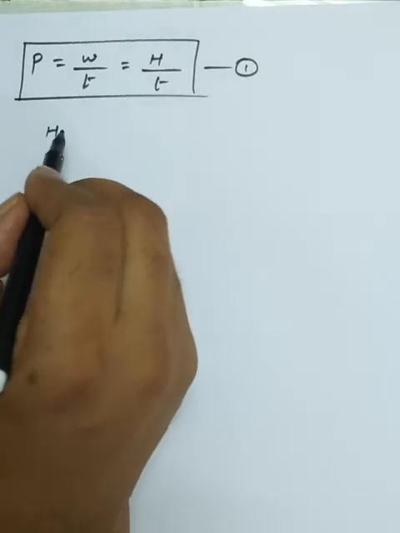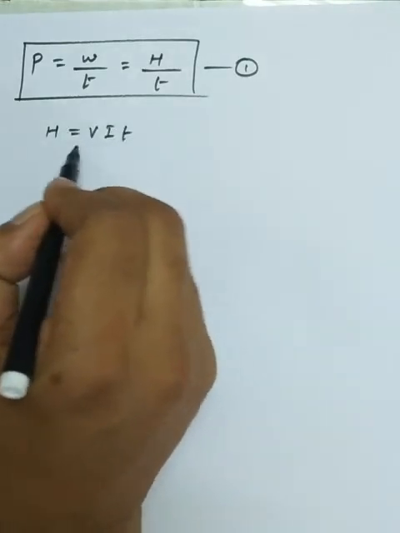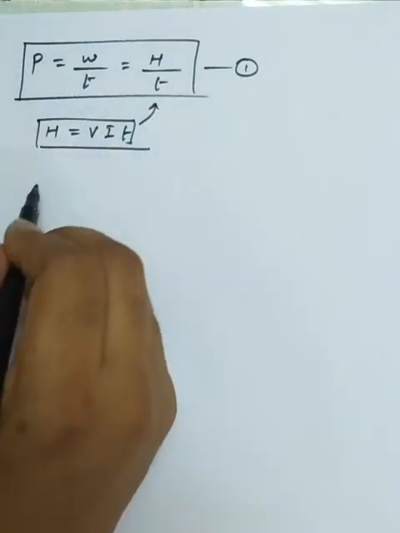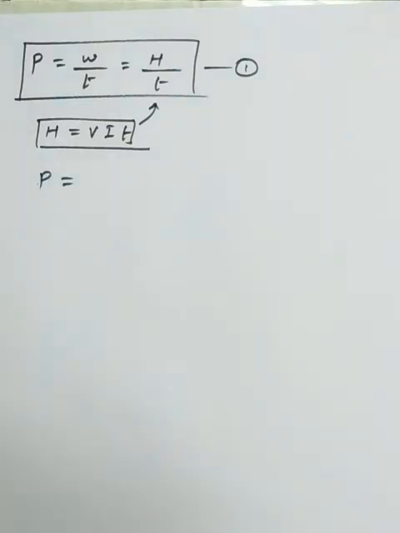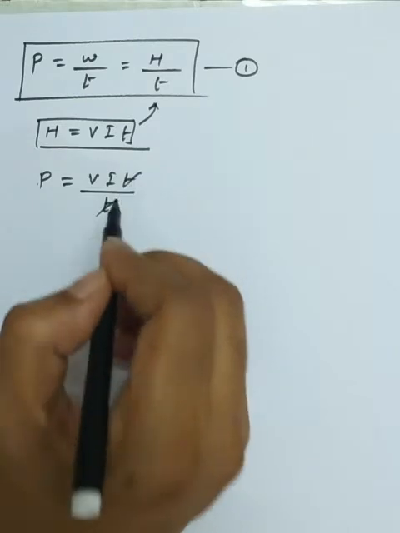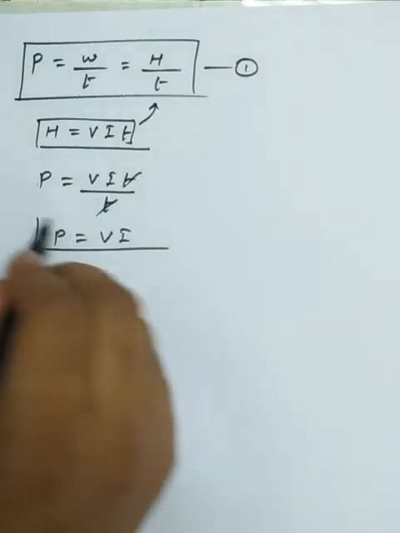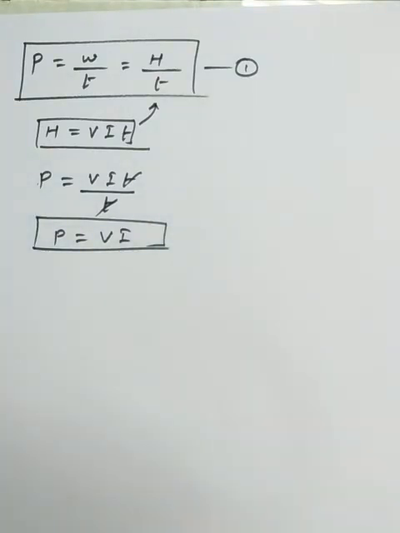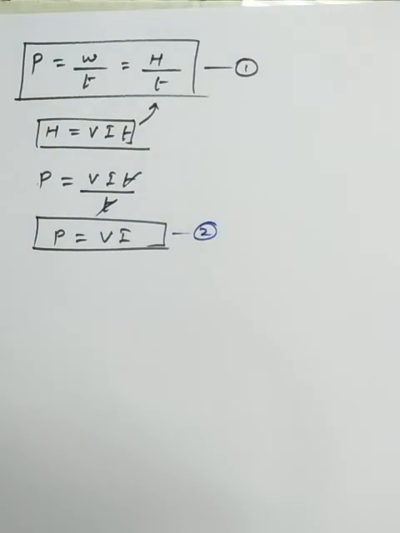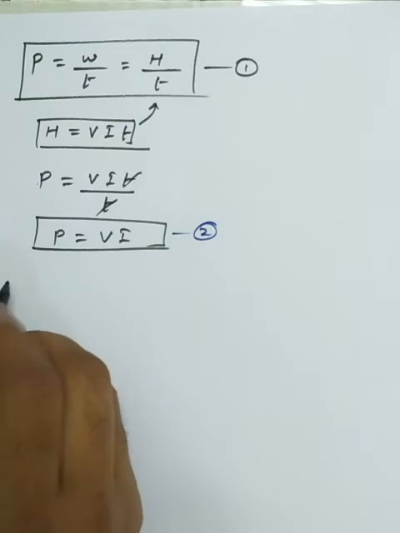We have H is equal to VIT, which is one of the formulas of the heat. Now we use this formula in equation number 1, so we get the power in terms of H is equal to VIT divided by T. T to T cancel, so one of the formulas of power is P is equal to VI. So this is one of the general formulas we have. This is called equation number 2. Now, in place of H we can use the formula.